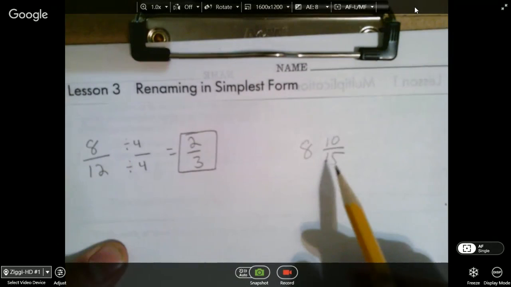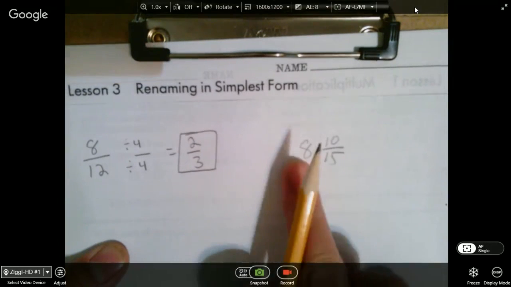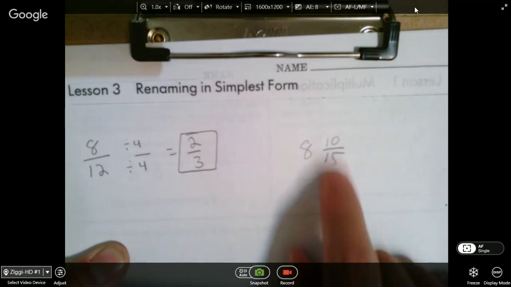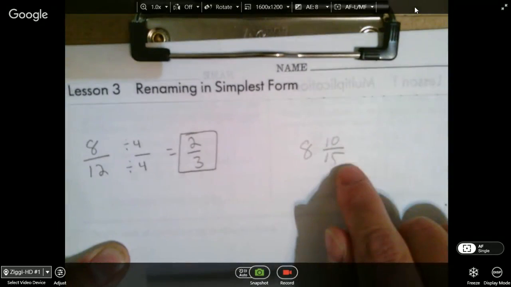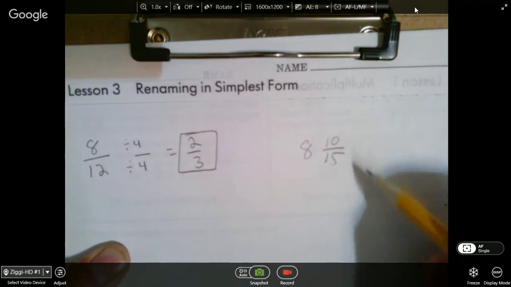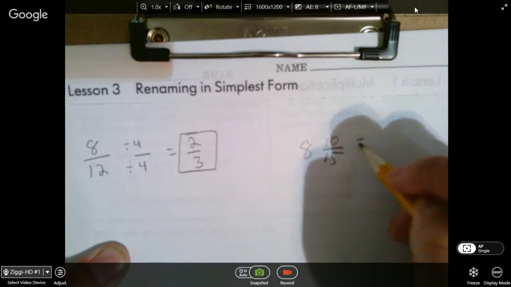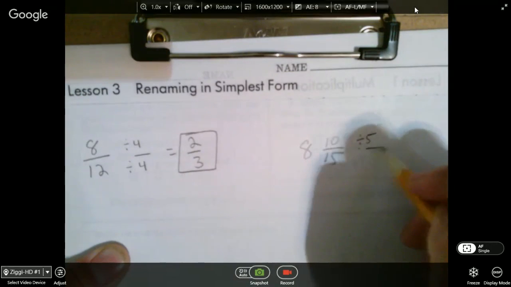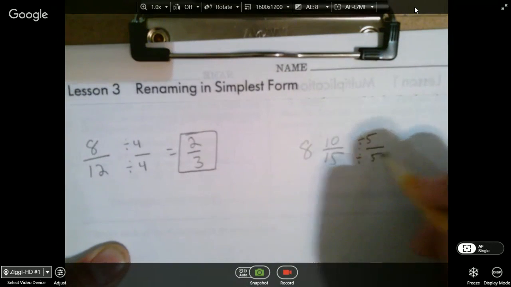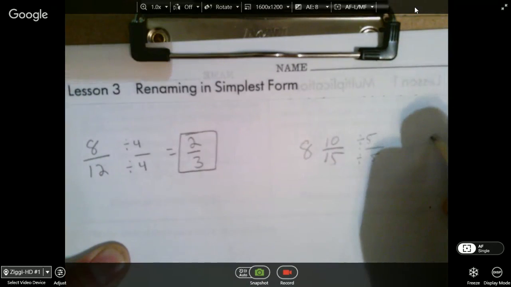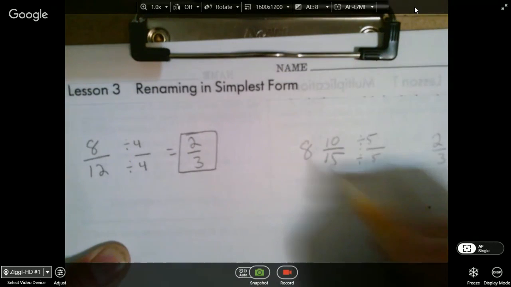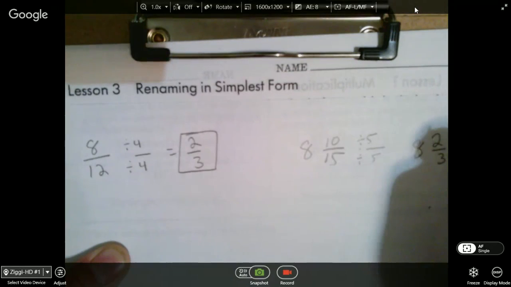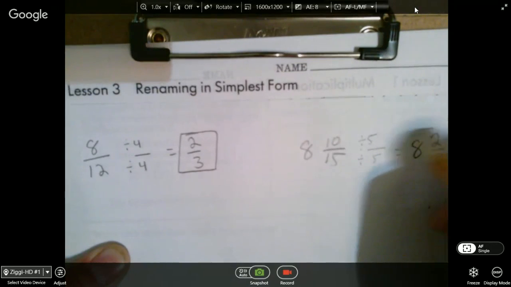If you have a mixed number like this, you're going to ignore the 8. Okay, you have 8 and 10/15. We're just going to focus on the 10/15. Find the greatest common factor between 10 and 15. It turns out to be 5, so I'm going to divide the 10 by 5, and I'm going to divide the 15 by 5. Okay, 10 divided by 5 is 2. 15 divided by 5 is 3. So 10 over 15 simplified is 2/3. We're just going to bring the 8 over. 8 and 10/15 is just the same as 8 and 2/3.